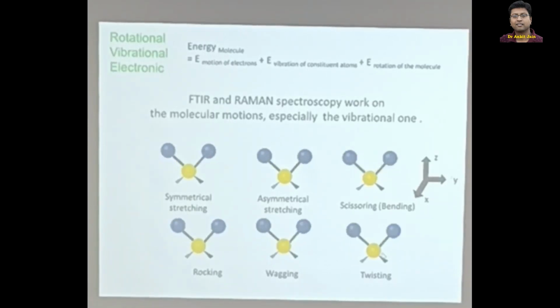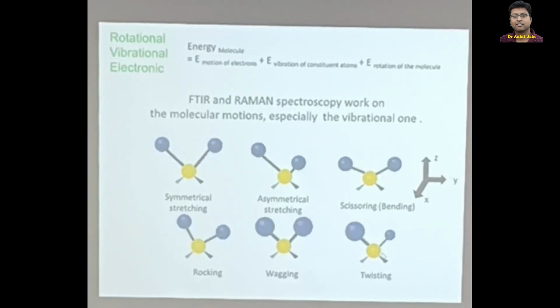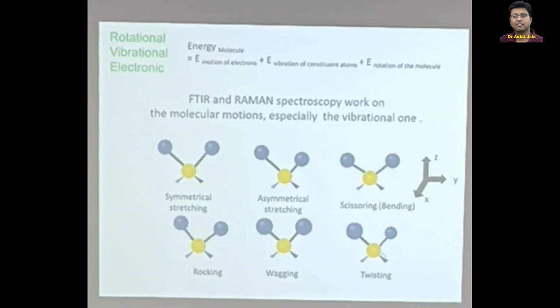So certain kinds of molecules will give you FTIR, certain kinds of molecules will give you Raman. So both FTIR and Raman are actually supportive techniques. If a particular stretching bond is shown in FTIR, it will not be shown in Raman, and if a certain thing is shown in Raman, it will not be shown in FTIR, or it will be a very, very weak signal. So they are both complementary techniques if we want to know about the data of a certain molecule.